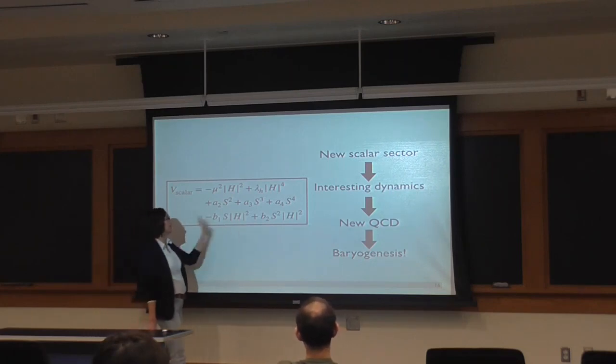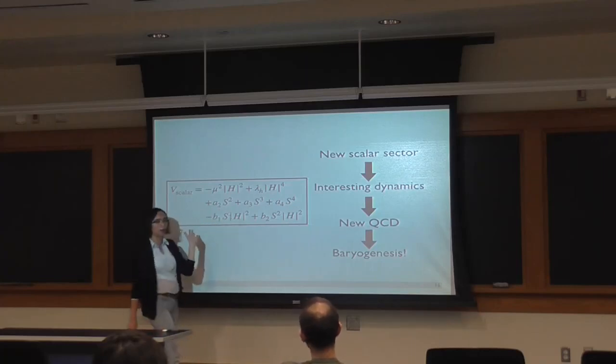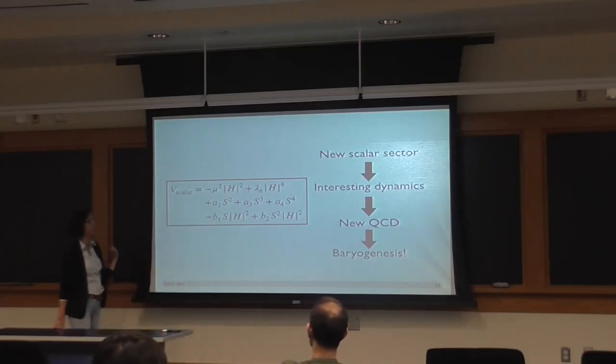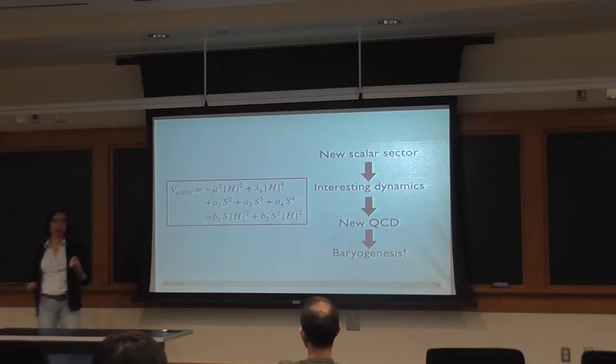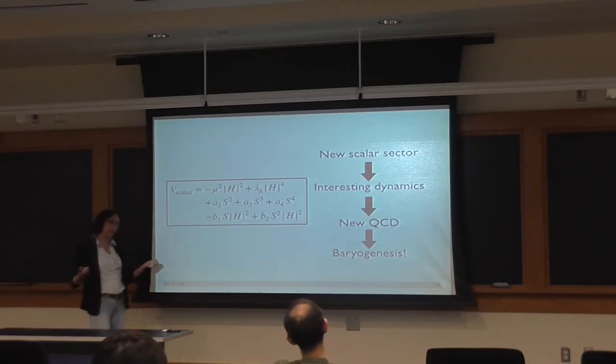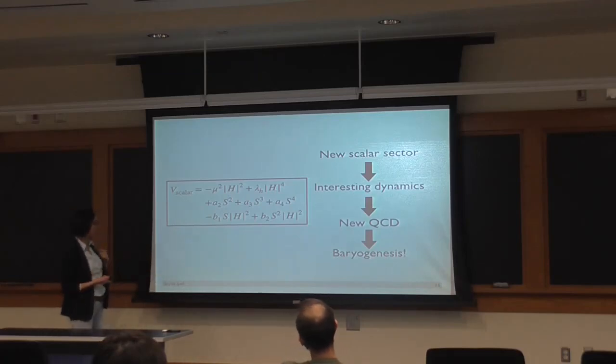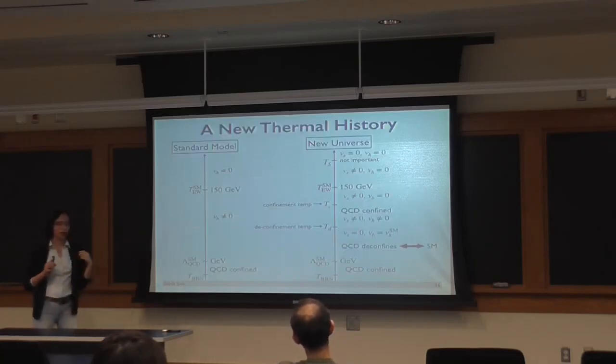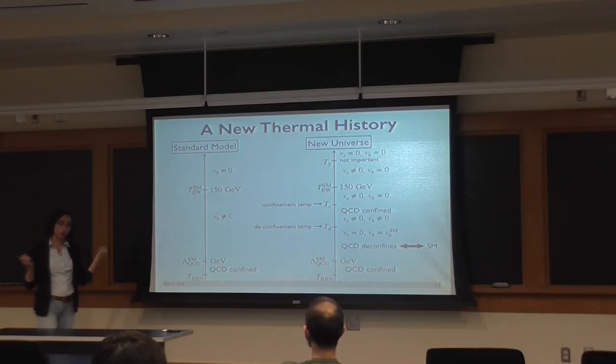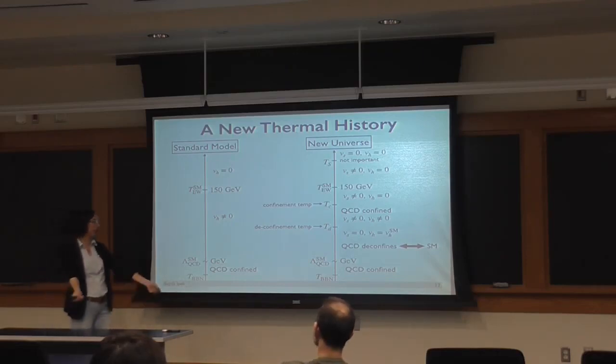But what will happen is that the new scalar sector, including the singlet, will have some very interesting dynamics in the early universe, which then affects the QCD sector, and then it will at the end produce the baryon asymmetry for us. But let's start with the dynamics of this new universe with the scalar in it, basically.